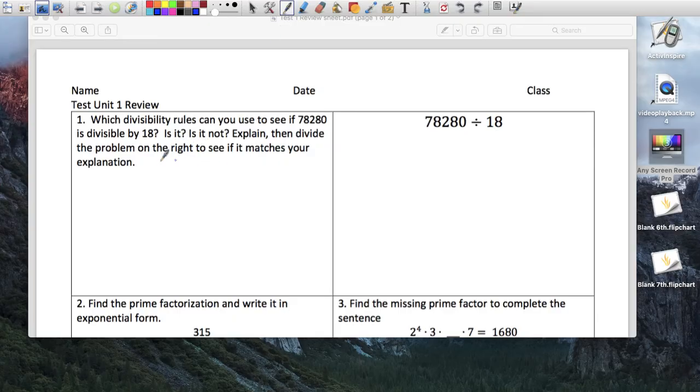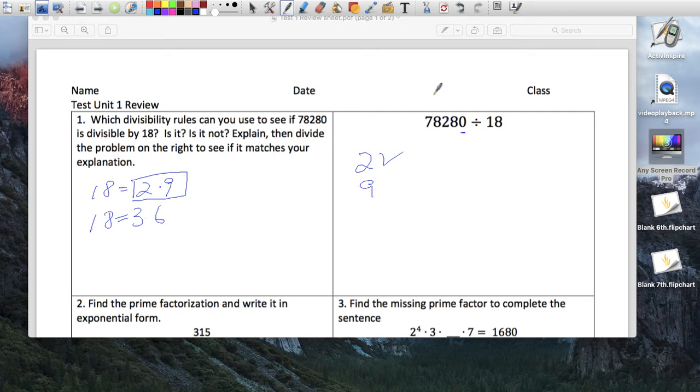So to see if this number is divisible by 18, because we don't know the divisibility rules for 18, we can write 18 as 2 times 9, or another way of saying 18 is 3 times 6. So one way is to check with these two numbers. Is 78,280 divisible by 2? Yes, it is, because it's an even number.